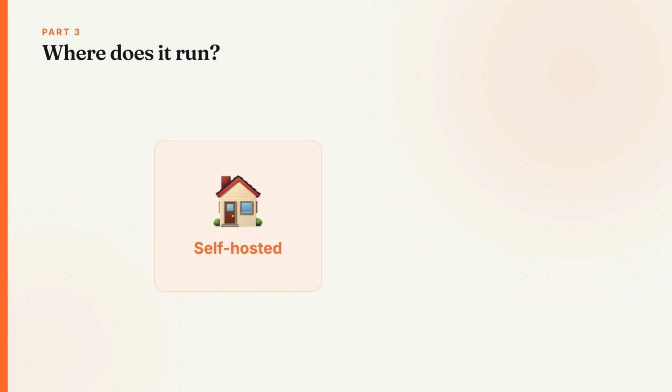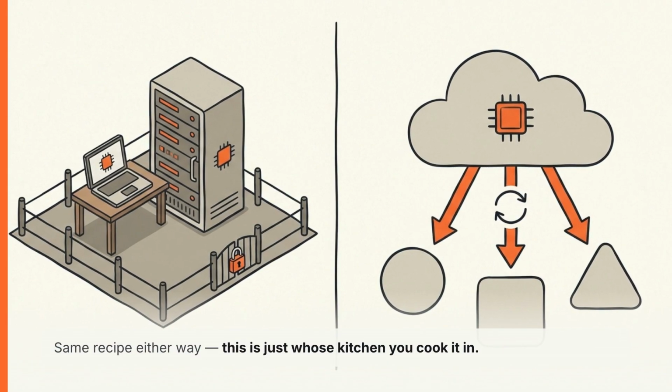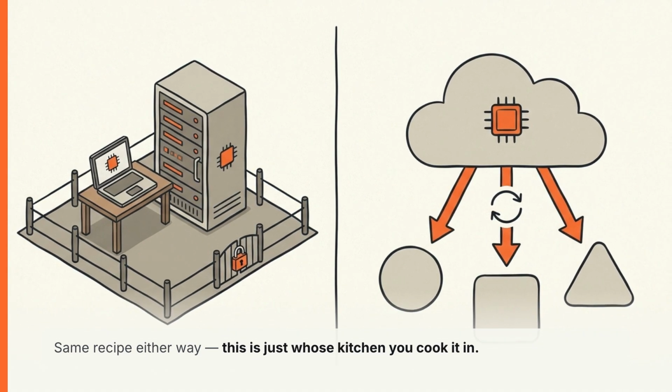Option 1. You run it yourself. Rent or buy your own GPUs. Run it on your own servers, or even run smaller models locally on your laptop with something like Llama. Full control, full responsibility. Option 2. You let someone else run that exact same open model for you. Companies like Groq or Together AI host popular open models on their own infrastructure. You get an API again for convenience, but because the model is open, you're never locked into that one provider. It's the recipe analogy again. You've got the recipe either way. This question is just deciding whose kitchen you cook it in.